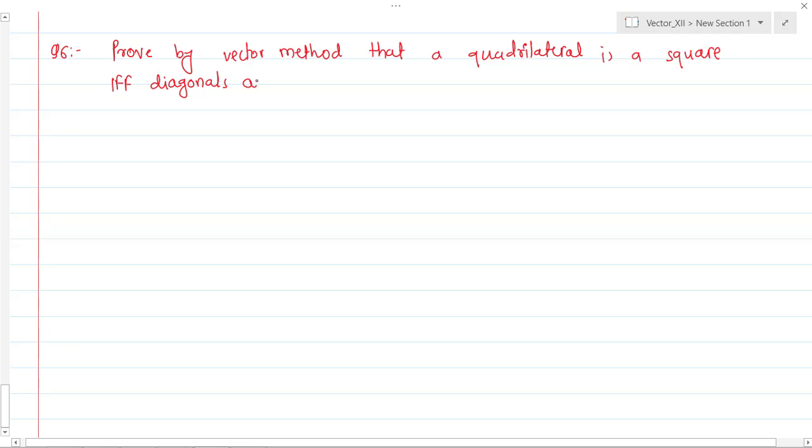Prove by vector method that a quadrilateral is a square if and only if (IFF) its diagonals are congruent and bisect each other at right angles.